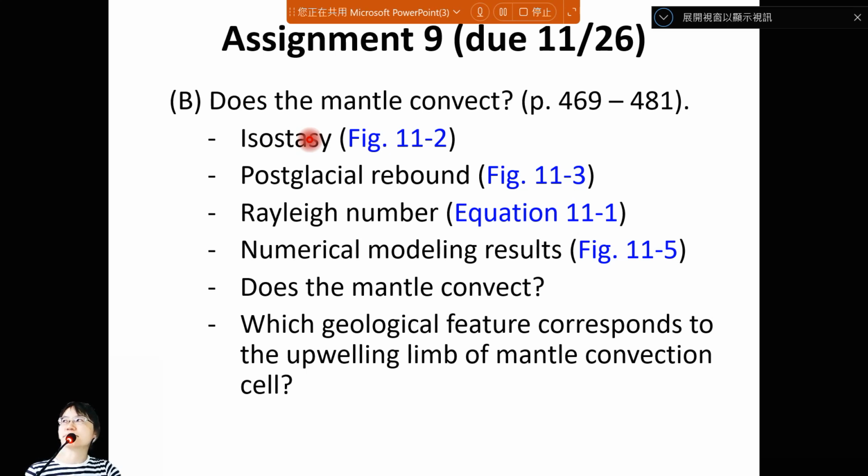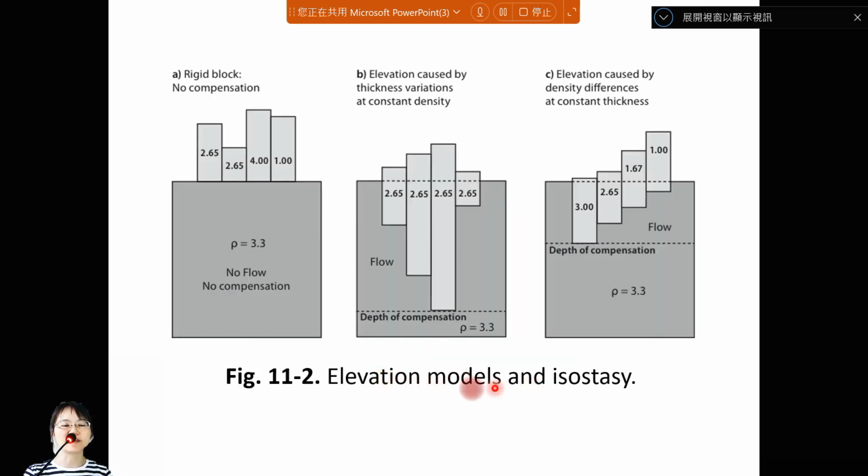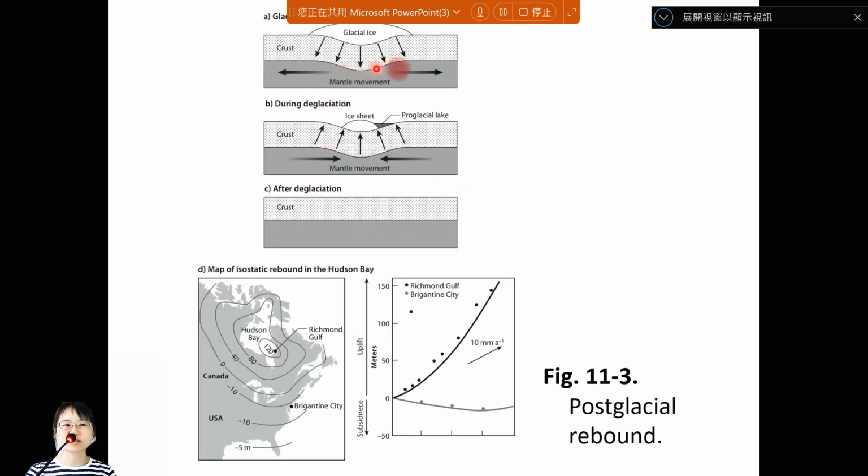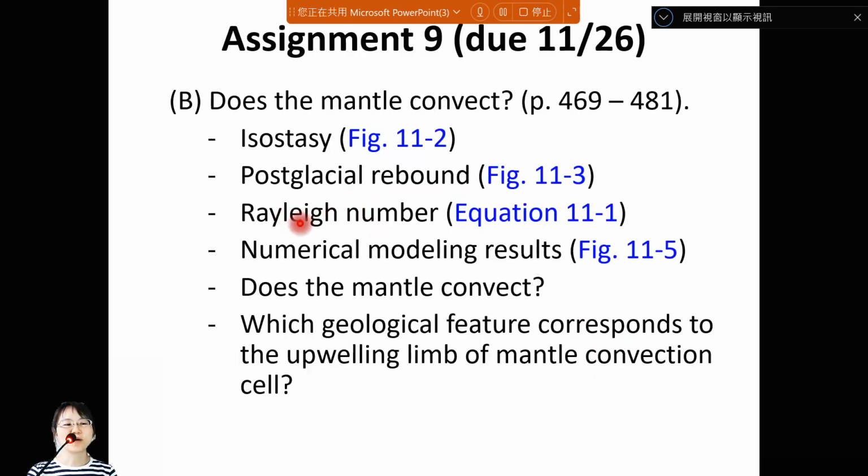First, what is isostasy? This relates our elevation models and the concept of isostasy. Second, what is post-glacial rebound? Answer this question. Third, what is the Rayleigh number?